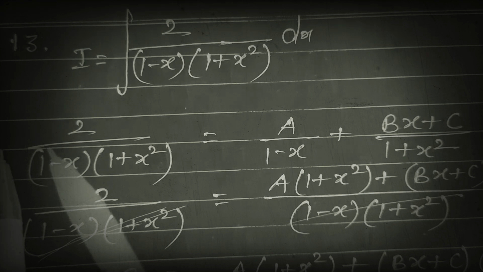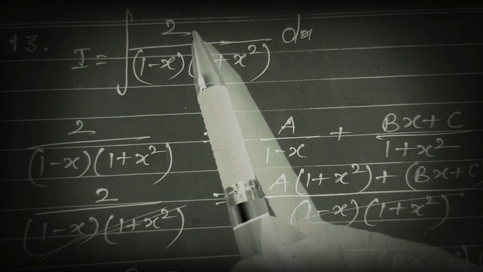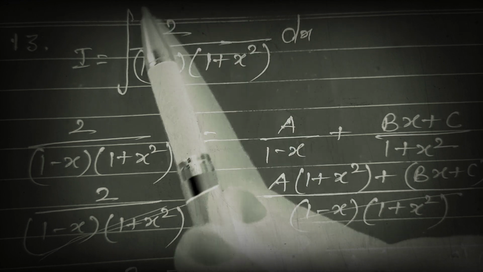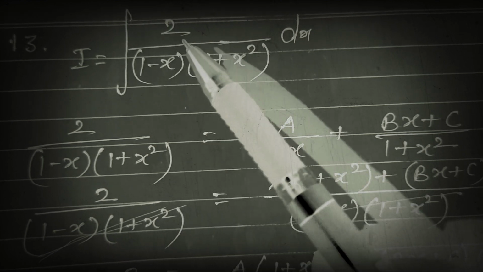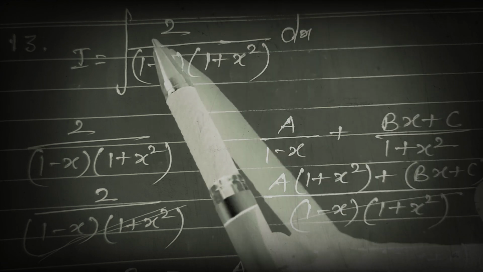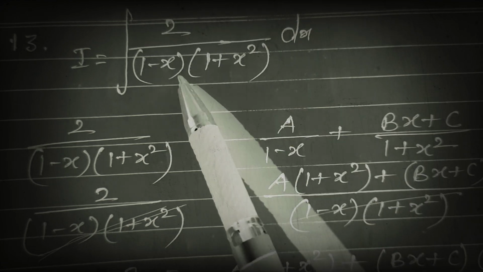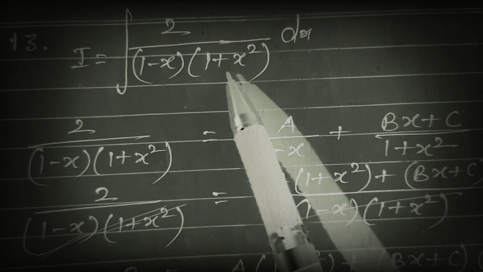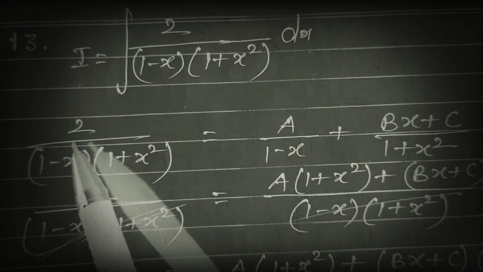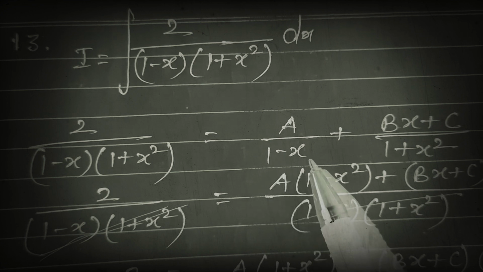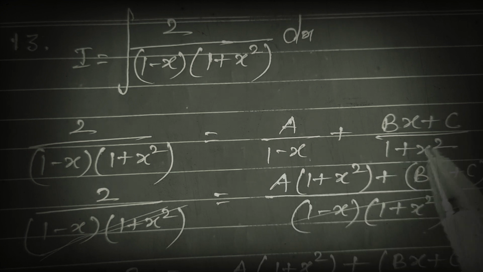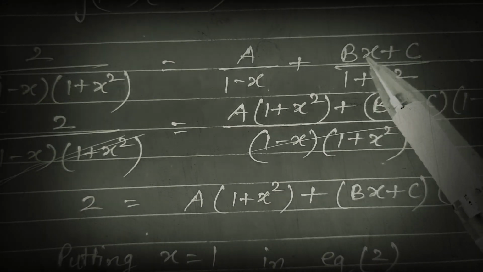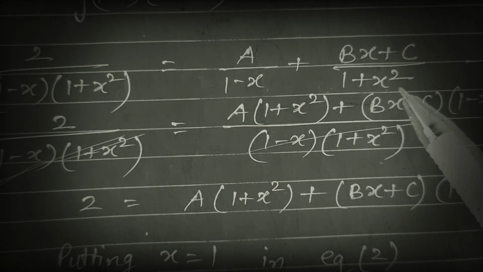So look at question number 13. 13 is 2 upon 1 minus x into 1 plus x square. The numerator is constant. The numerator can be constant, linear form or quadratic form, it can be anything here. So 1 minus x into 1 plus x square. 2 upon 1 minus x into 1 plus x square. So we can write this as a upon 1 minus x plus bx plus c upon 1 plus x square. A quadratic comes below whose factors cannot be made. So bx plus c upon 1 plus x square.